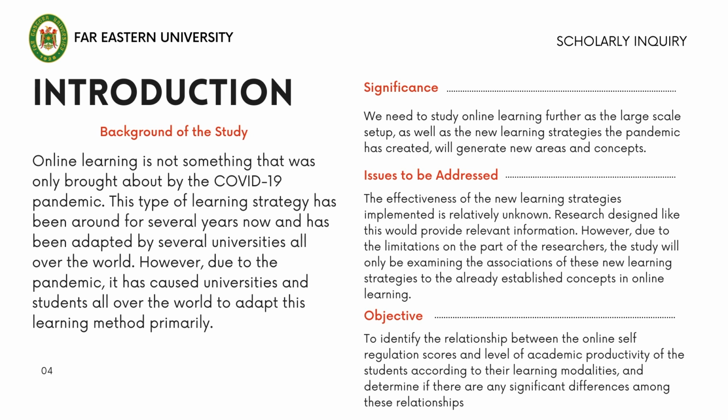This study addressed the issue of the effectiveness of the new learning strategies implemented that is relatively unknown. Research designed like this would provide relevant information. However, because of the limitation on the part of researchers, the study will be only exploring the association of these new learning strategies to the previously established concept in online learning. This study aims to identify the relationship between the online self-regulation scores and the level of academic productivity of the students according to their learning modalities, and determine if there are any significant difference among these relationships.